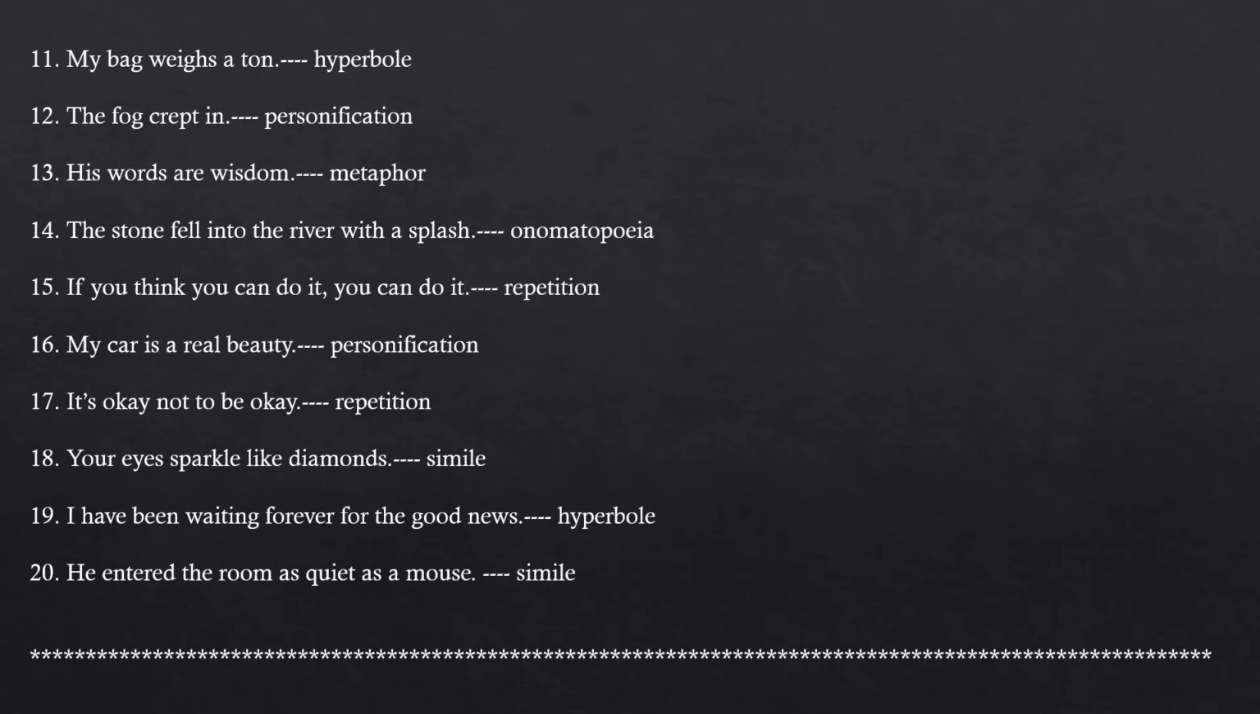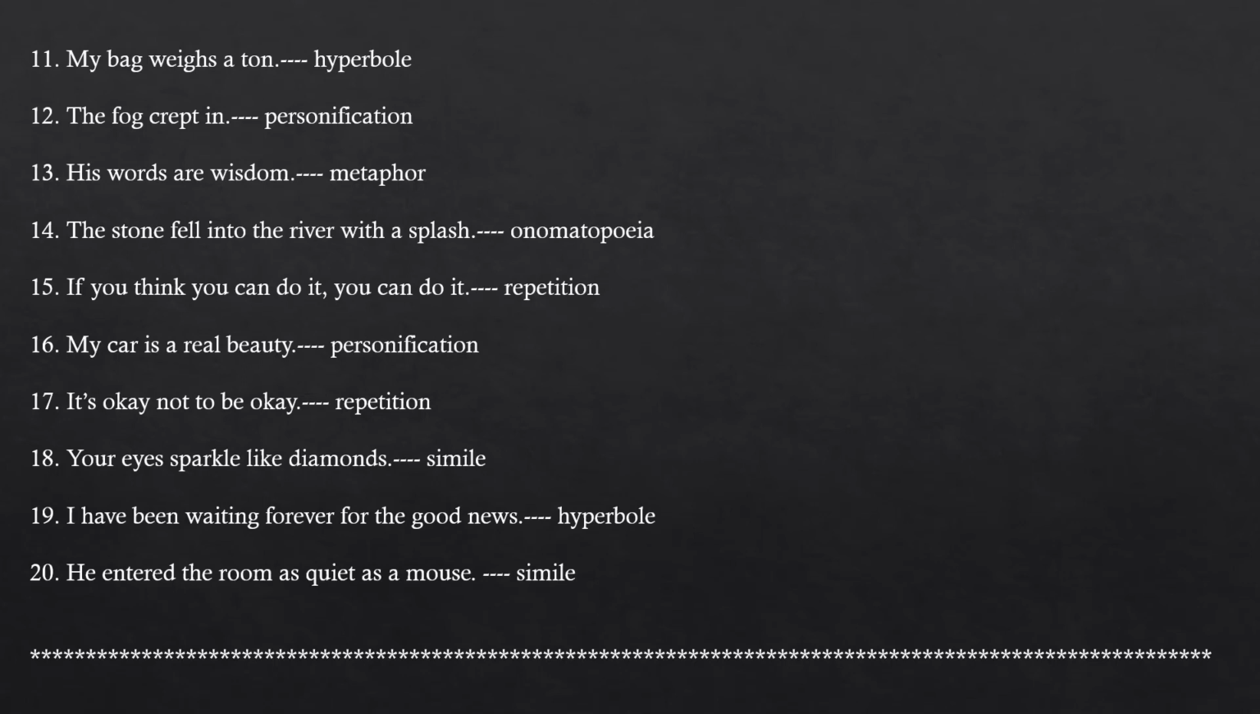The 16th sentence reads, my car is a real beauty. Now this is an example of personification because someone's car is being called a beauty. Just like we describe a beautiful person, the car is described as something beautiful. So that is an example of personification.